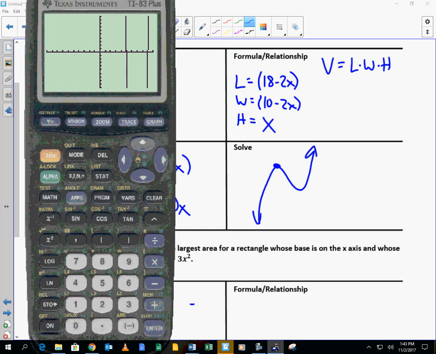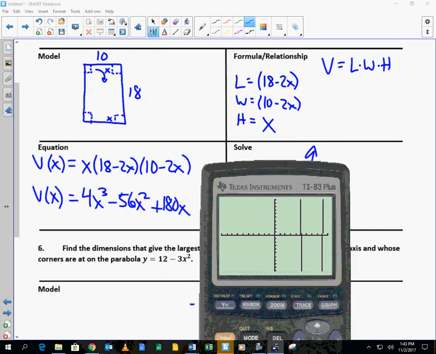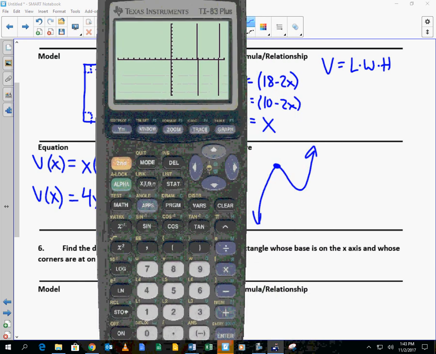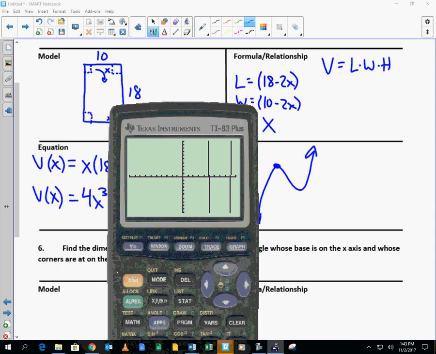What the heck? Boy, if we only understood the problem, then maybe we'd understand the graph. Let's think about it, folks. What's the biggest square you could cut off? Not 18, but 9, right? If you cut off 9, you'd have no side left, right? Look, 18 minus 2x, what would give you 0? 9. Hold on. Where does it cross the x-axis? 9.